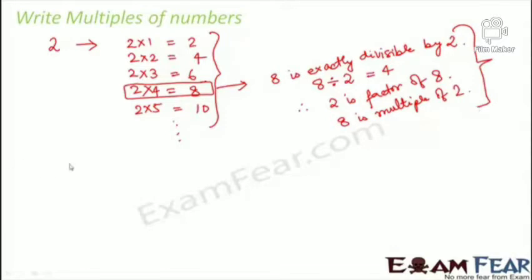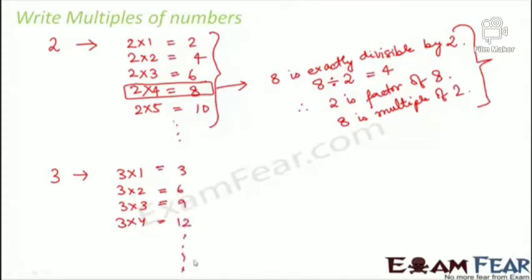Let's try to write multiples of the number 3. How would you write multiples of 3? 3 into 1, 3 into 2, 3 into 3, 3 into 4, and so on. So what do you get? 3, 6, 9, 12, and so on. So in this fashion, you can write down the multiples of 3.